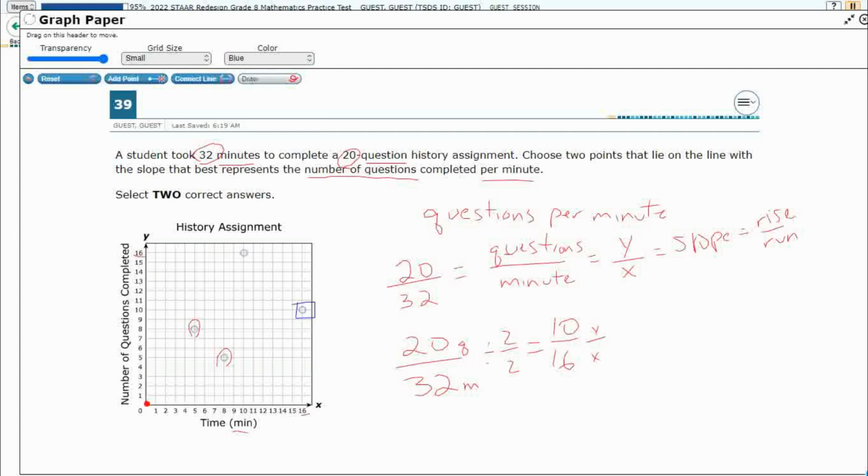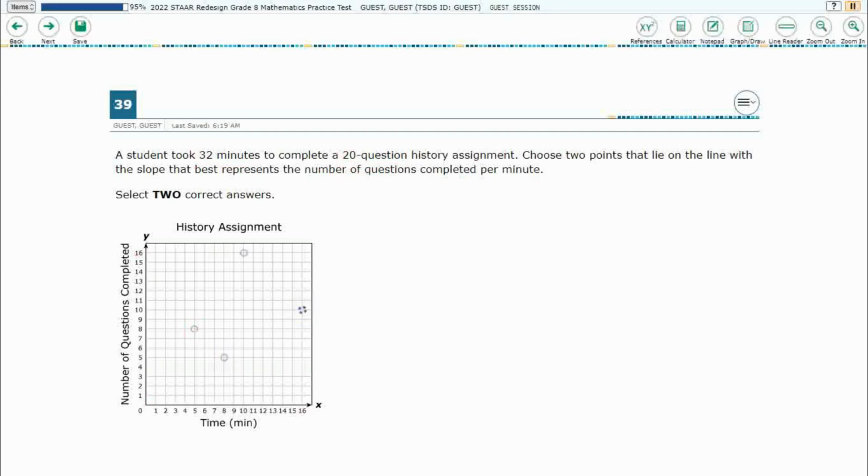And then let's just divide that in half again, and you're going to get 5 over 8. Remember, this is our y, this is our x, because the questions are on the top. And I've got that 8, 5. It's kind of flipped, but when we're looking at slope, we look at the y first. So our two answers are going to be these two right here.